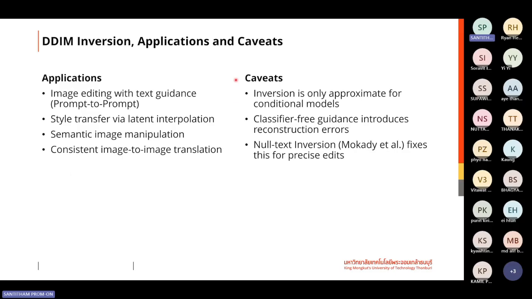Okay, so the caveat for DDIM is that inversion is approximate. At best, the inversion would be DDPM. It's faster, but the highest quality would be in the form of DDPM. Classifier free guidance, CFG, introduces reconstruction error, and there's now null-text inversion that fixes it. There are other papers that we'll discuss. You can take a look at them later on. But for now, let's look at here.